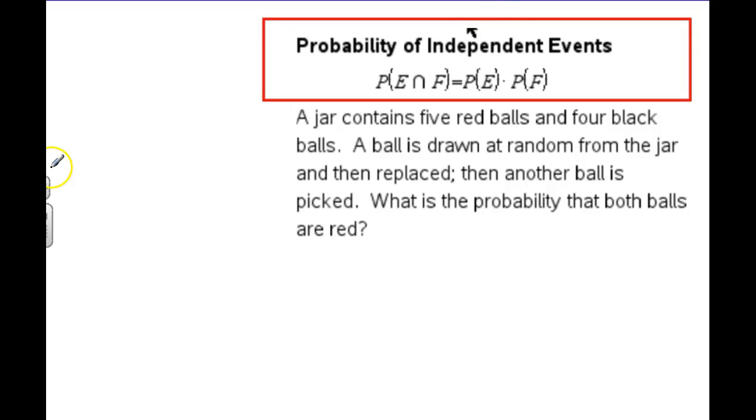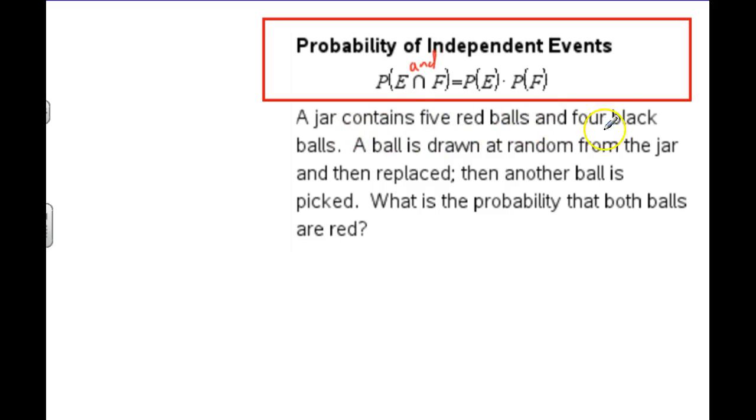Now we're going to talk about independent events. Independent events are 2 events that have no effect on each other, like rolling a die and flipping a coin. If I roll a 5, I still have a 50% chance of flipping heads or tails. It has no effect on each other. So all you do for independent events is multiply the 2 events. This is for an AND type statement. This is the intersection, which is what that symbol means. So we're saying AND here.